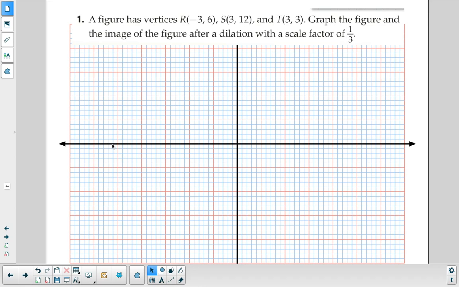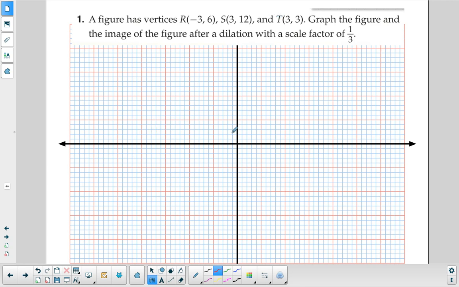As we continue to work with dilations, this is making shapes either larger or smaller, and we're going to use the different ordered pairs and the coordinate points to work with that. So I'm going to start with this shape. It says a figure has vertices R, S, and T.